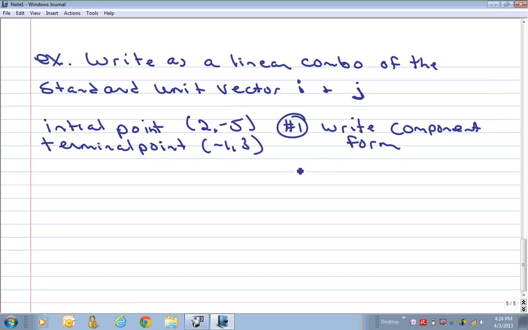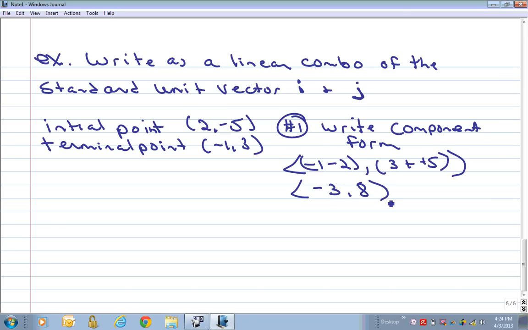All right, so we're going to write that. Remember, we're going to have our little arrows, and we would take our terminal point x, which is negative 1, and we would subtract our initial point x, so minus 2, comma, our y minus our y is how you're going to think of it, but the terminal first, so it'll be 3 minus negative 5, which is plus a positive. And all of a sudden, our component form then becomes negative 3, 8.